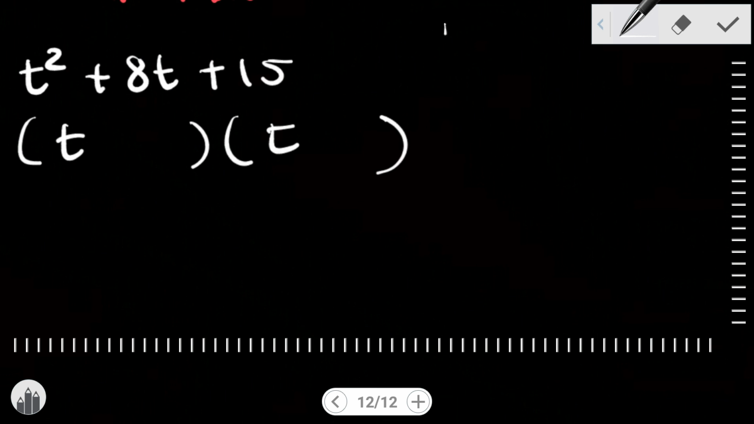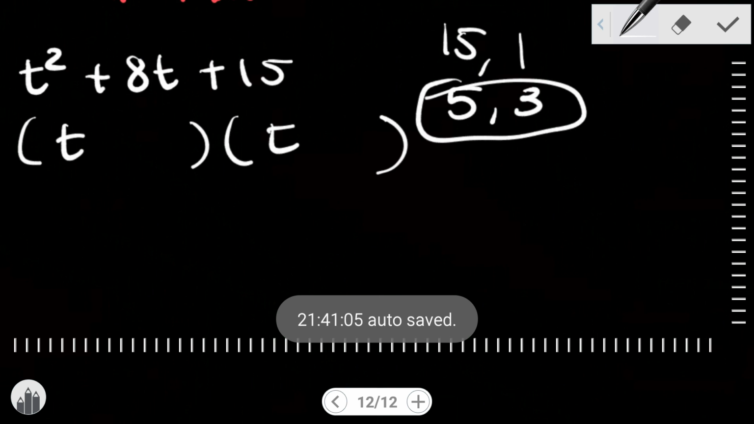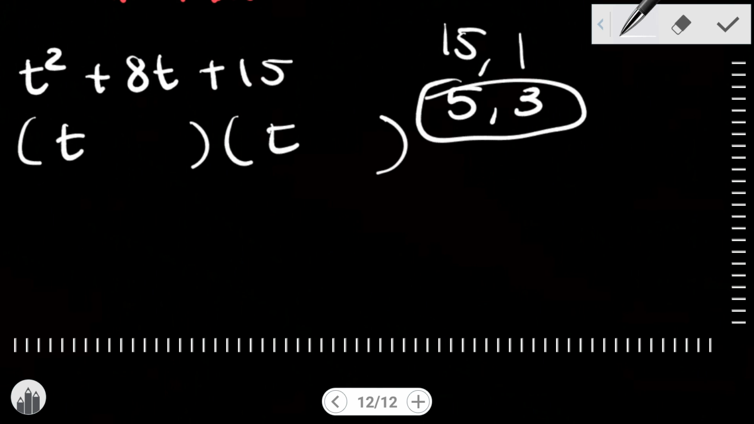We've got 15. What are the factors of 15? 15 and 1, and 5 and 3 are your factors for 15. Which one of these will add up to 8? We already know 5 and 3 will add up to 8. Since there's no leading number in front of the leading coefficient, you don't have to worry about which quantity the 5 and 3 go into. So you do plus 5 here and plus 3 here. That is now factored.